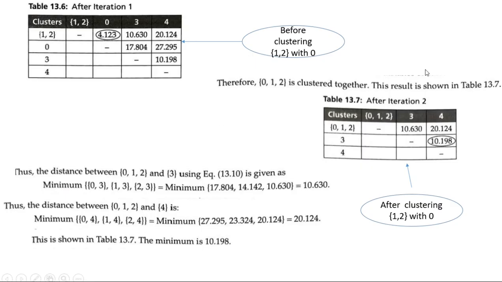Okay, now this is my updated table after clustering 0, 1, 2. Now again find the minimum. The minimum here is 10.18. Therefore, this belongs to row 3 and column 4. Therefore, I am going to cluster 3 and 4 together. Okay, so I am going to merge 3 and 4 together.